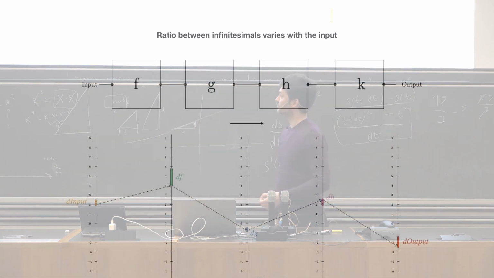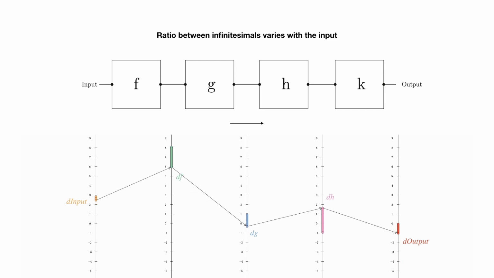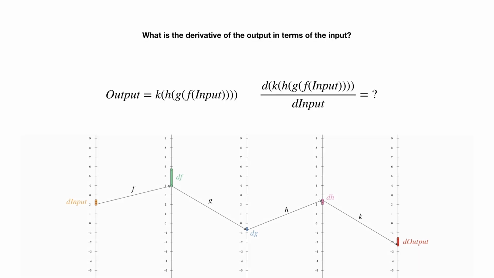And now, as I move the input, you will see that they also change depending on what the input is. As you can see, as the input and output change, they change too. So they are not fixed. Okay, and now, as I said, the output is k of h of g of f on input.